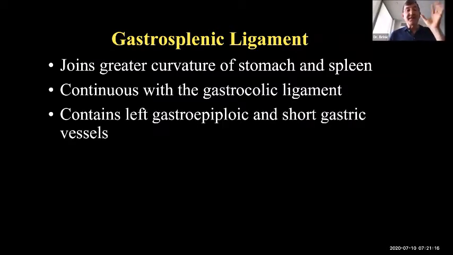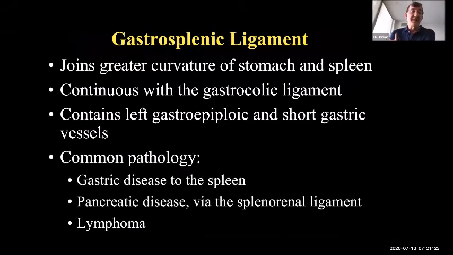We recognize all these ligaments by the structures they contain, and this one contains the left gastroepiploic and short gastric vessels. Common pathology involves gastric disease that can spread to the spleen, and sometimes pancreatic disease that can spread to the stomach, first getting to the spleen via the splenorenal ligament.